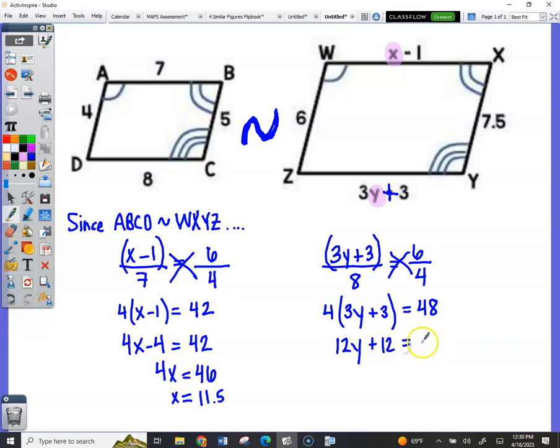Why do you need glue? Oh, yeah. Yeah, throw glue out. Hold on. 48 minus 12. My pen is acting up. And then divide by 12. Come on. There you go.